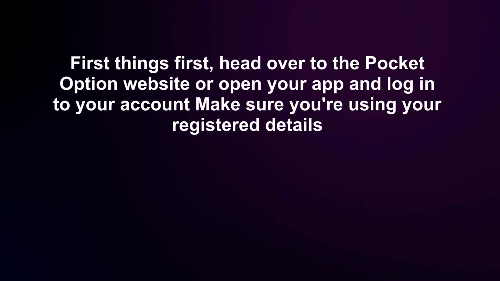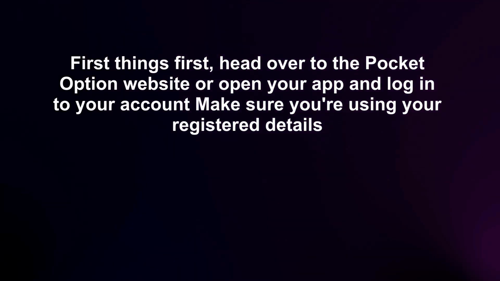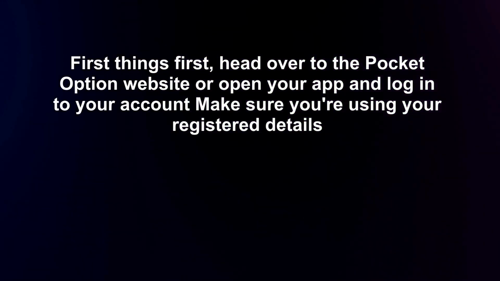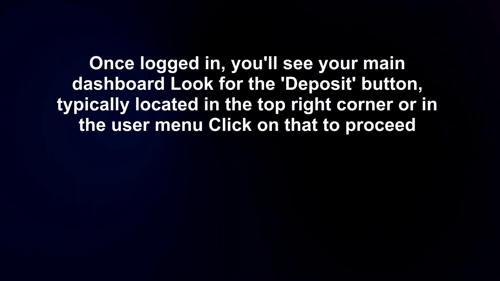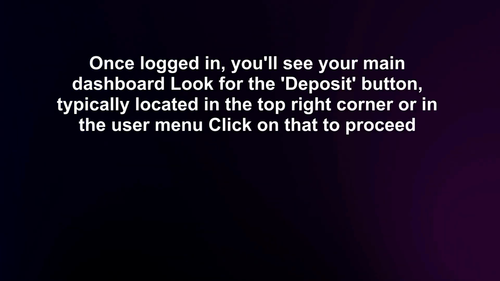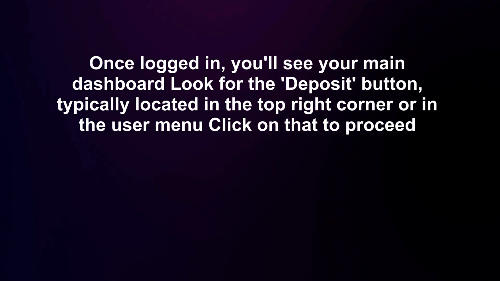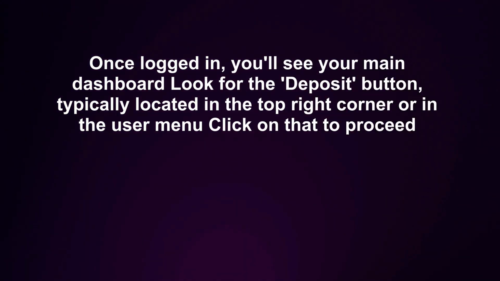First things first, head over to the Pocket Option website or open your app and log into your account. Make sure you're using your registered details. Once logged in, you'll see your main dashboard. Look for the deposit button, typically located in the top right corner or in the user menu. Click on that to proceed.